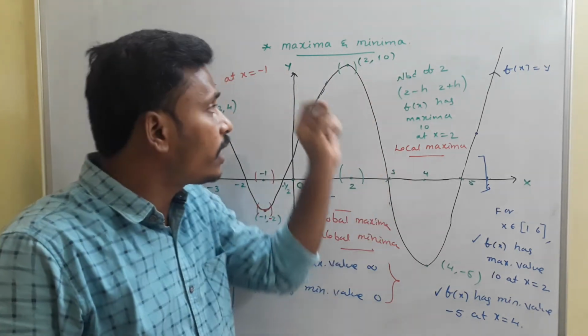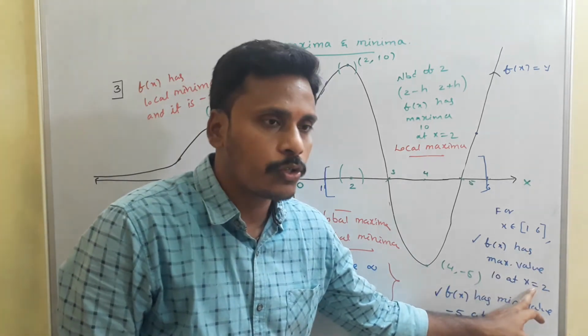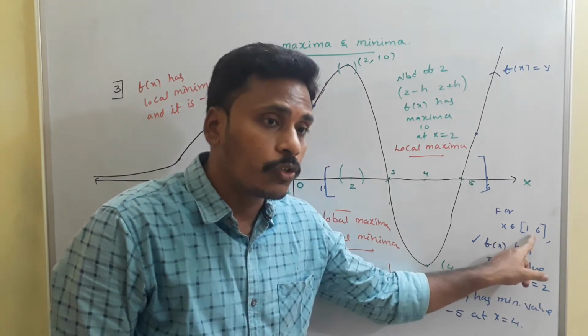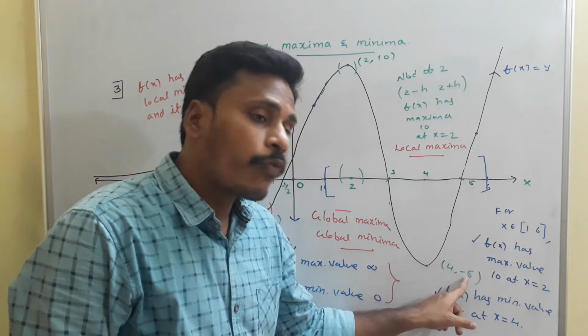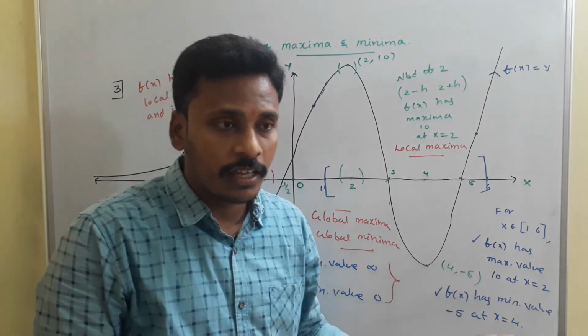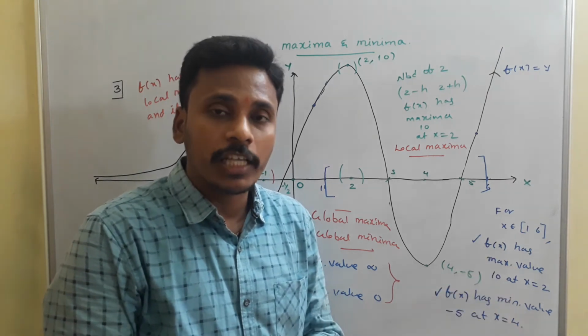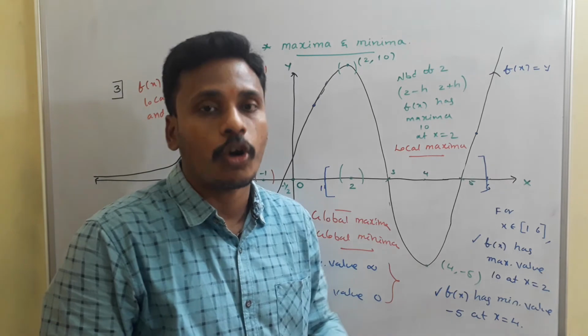So we say that 10 is the global maxima for the interval 1 to 6 at x equals 2. In the same way, for the interval 1 to 6, this minus 5 is the global minima at x equals 4. Okay, I think this is clear for everybody: the words related to global maxima and global minima, as well as the words related to local maxima and local minima.